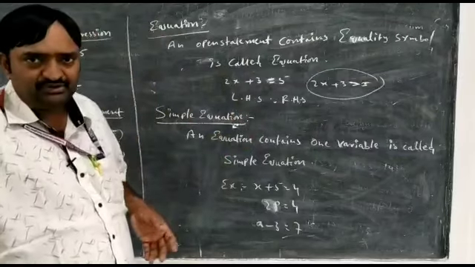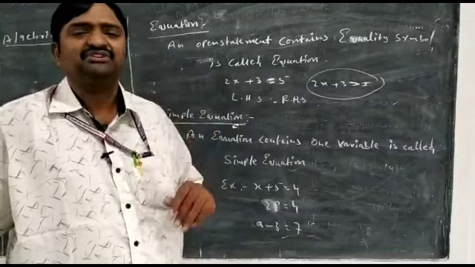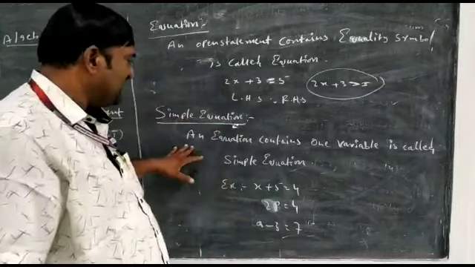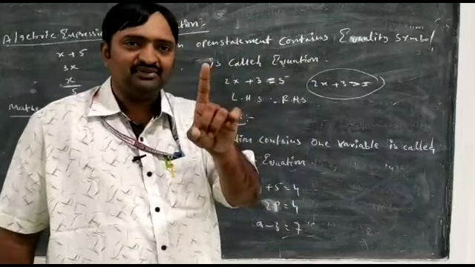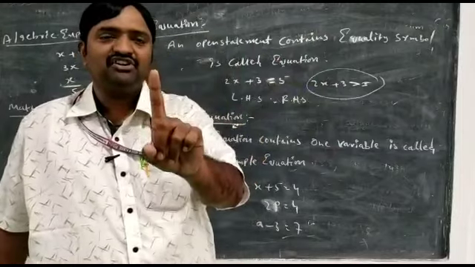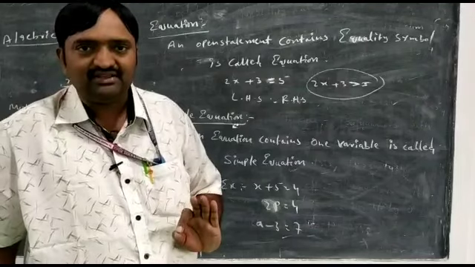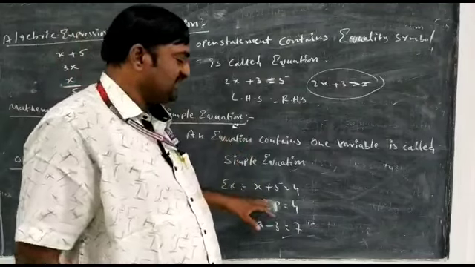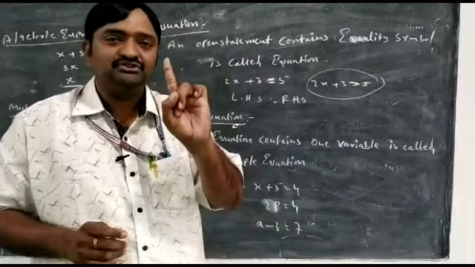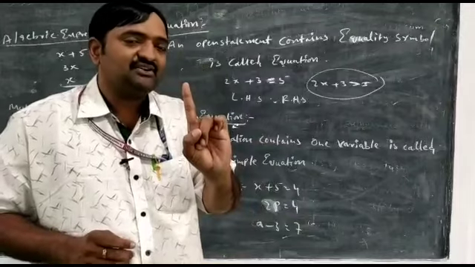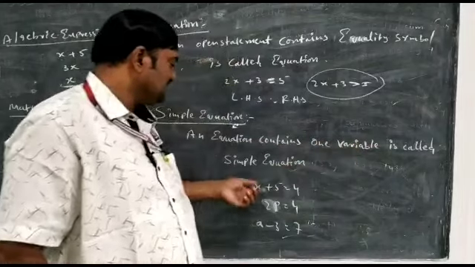Now we are coming to the chapter definition: simple equation. Today we are going to learn simple equations. What is a simple equation? We know an equation contains variables. Any equation containing one variable is called a simple equation. Everyone remember, one variable means we are using only one letter in the equation.